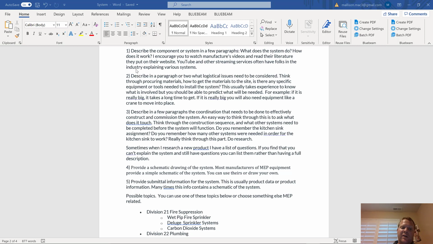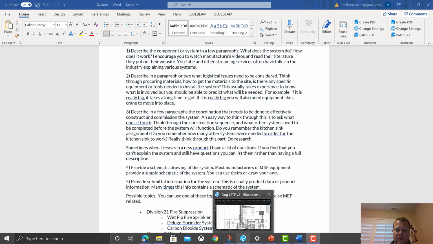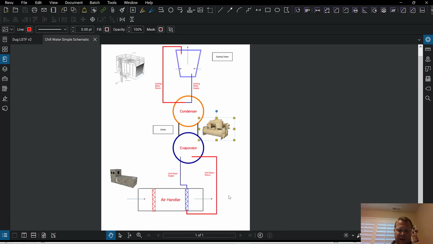And bullet number 3, describe in a few paragraphs the coordination that is needed for the construction work to be done effectively, and commission the system. So let's go back to my little simple diagram here. My report is about the chiller and the cooling tower on a chill water system.